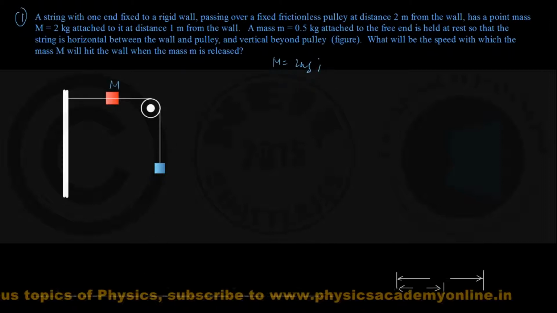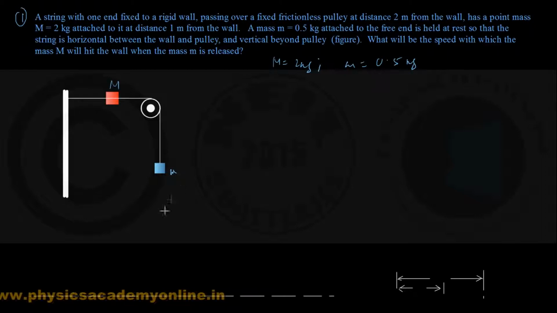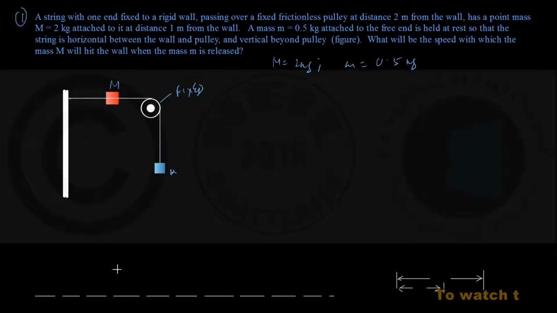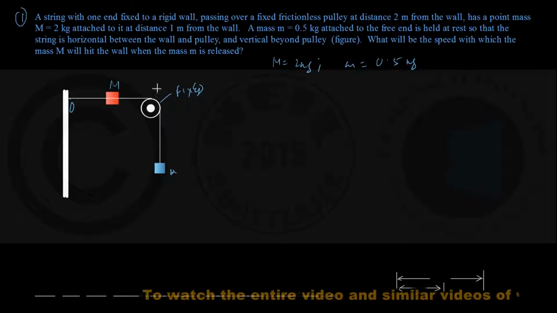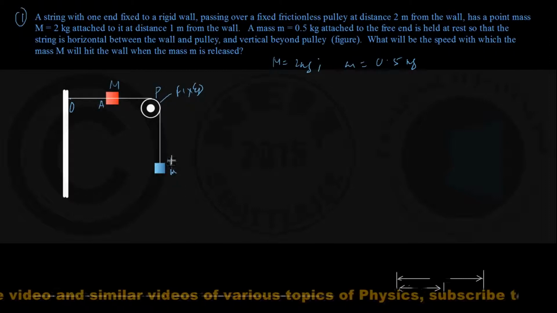And another mass, small m, is attached to the free end of the string, and this mass is given to be 0.5 kg. Initially, this block is held with hand so that this portion remains vertical and this portion remains horizontal. Remember, this pulley is a fixed one, and the point at which the string is attached to this wall is also a fixed point. I'll be taking for convenience this point to be the point O and the pulley position to be the point P. The initial position of the larger mass is A, and the initial position of the smaller mass is point B.